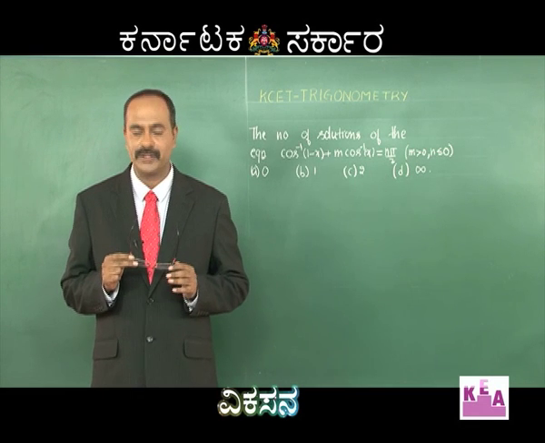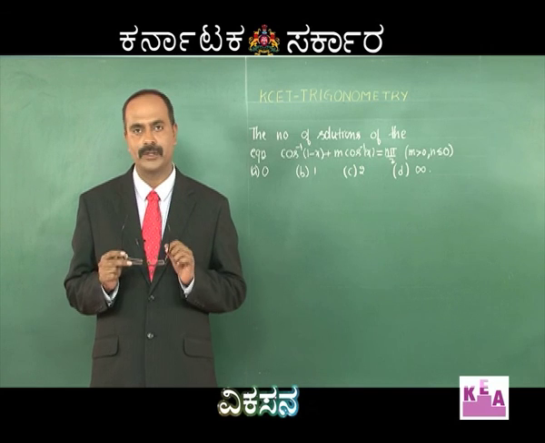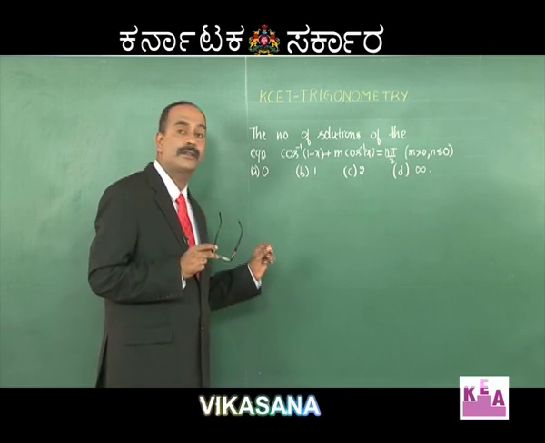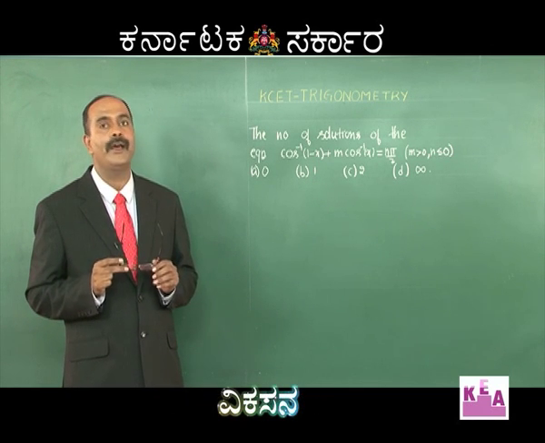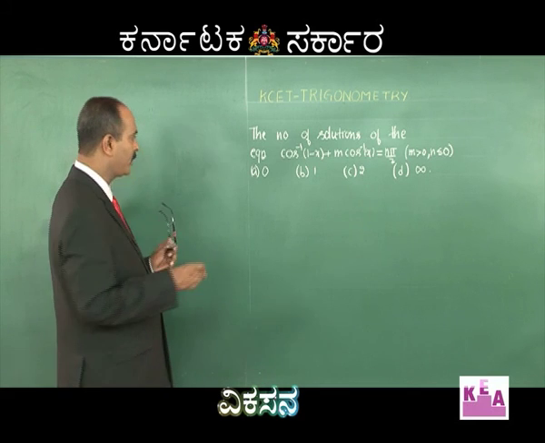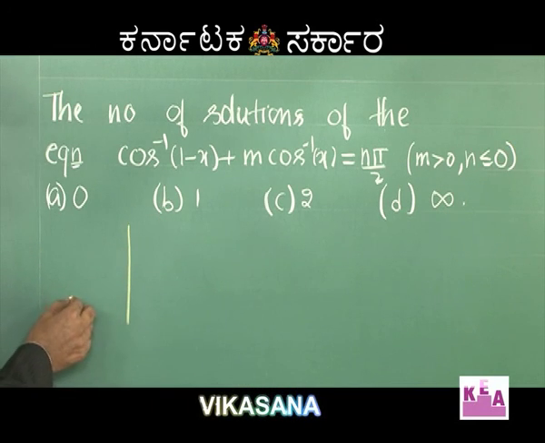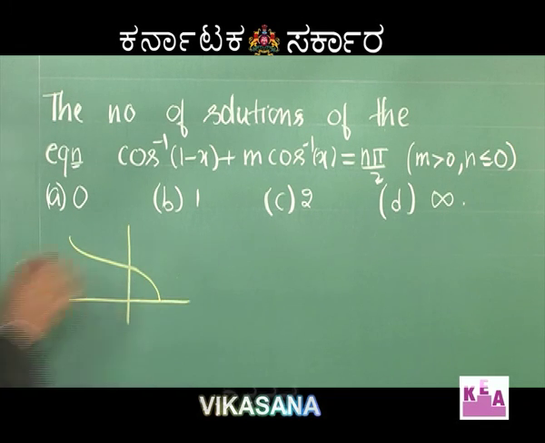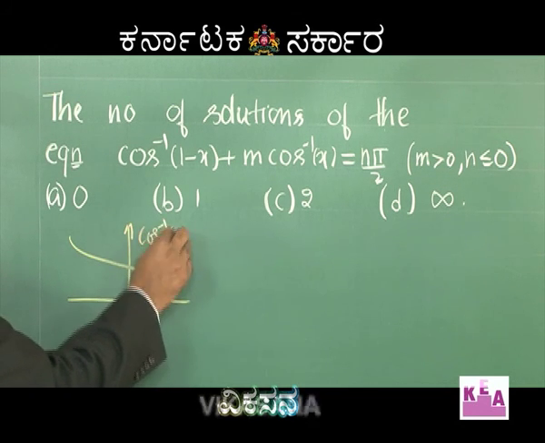Dear students, you must know this. Cos inverse of x is always a positive quantity, and sin inverse of x is either positive or negative depending on the value of x. If you observe carefully, look at the graph of this. The graph of cos inverse of x is like this. That means to say, the graph is completely above the x-axis.